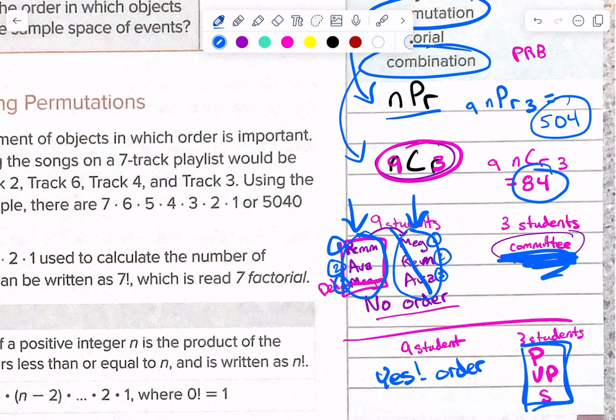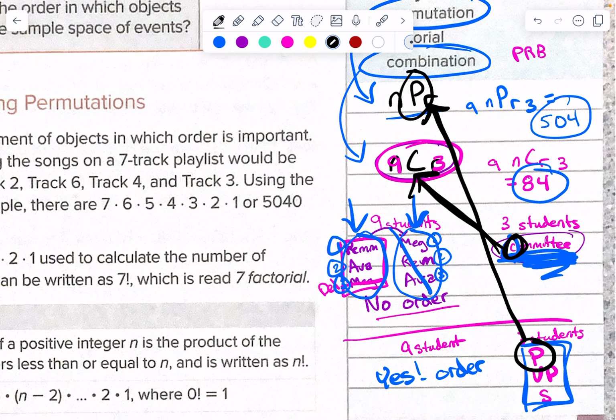Now, here's how you remember. Committee starts with a C, and in a committee, they're doing the same job. Combination starts with a C. But in a P for permutation, the order matters, and so does president, vice president, secretary. So if you're doing a ranking like president, vice president, secretary, you're going to use P. If you're doing a committee where order doesn't matter, you're going to use C. That's how I remember that. P and P, C and C. Good? Let's go to an example.